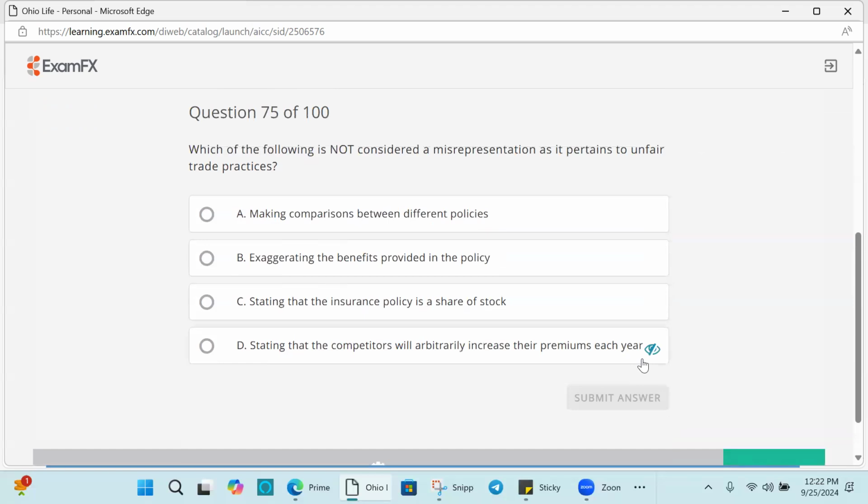Which of the following is not considered a misrepresentation as it pertains to unfair trade practice? Making a comparison between different policies, I don't think that's bad. Exaggerating the benefits provided in the policy, that's misrepresentation. Stating that an insurance policy is a share of stocks, that's bad, it's a misrepresentation. Stating that competitors will arbitrarily increase their premium each year.